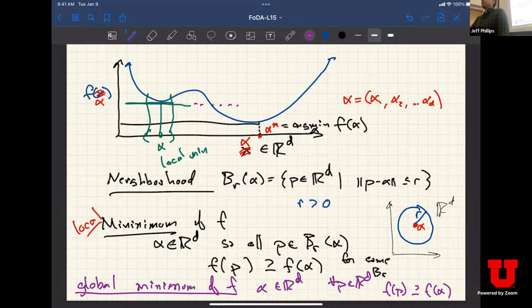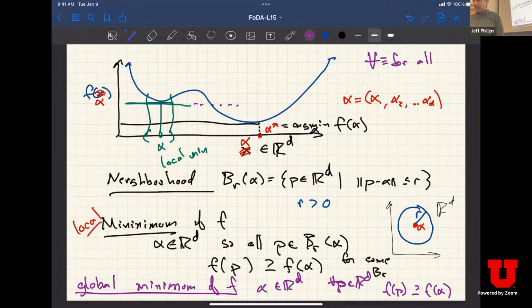Oh, yeah. So this is for all. Yeah, great. So for all P. If you haven't seen this symbol before, it means for all P, it's like an upside down A.